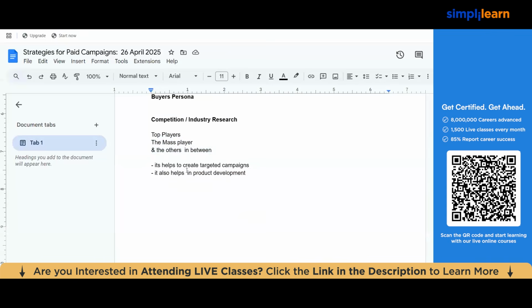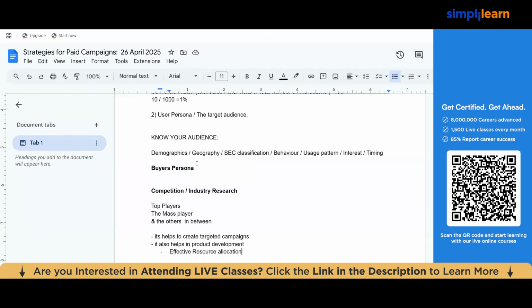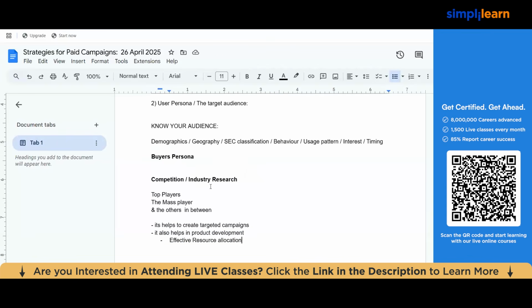So it helps, first, to define the target audience more clearly, to target campaigns. It helps in developing the product better. And then, who will explain to me effective resource allocation? If we know these things before the paid campaign we are doing, effective resource allocation, anyone?